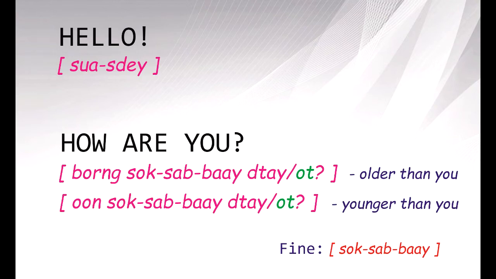But you see, I put odd in green color. It means Cambodian people always use this one. So I'm going to say, bong sok sabai odd. Te we use in formal situations, and odd we use in informal situations, for casual speaking. Again, how are you? Bong sok sabai odd, if that person is older than you, and the second one, on sok sabai odd, if that person is younger than you. And below is the word fine. Sok sabai. So this sentence means, are you fine?